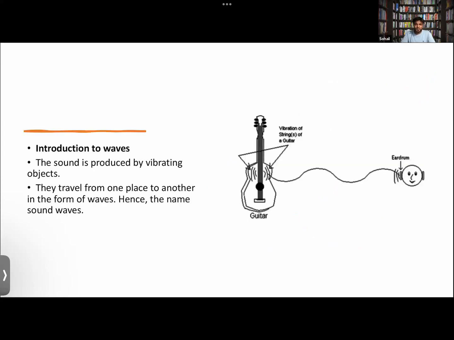Now we are going to talk about the mechanism of sound, how sound travels from one place to another. We know that sound travels in the form of waves like this, right? Sound is produced by vibrating objects, as you all know, and it travels from one place to another in the form of waves. Hence, the name sound waves.